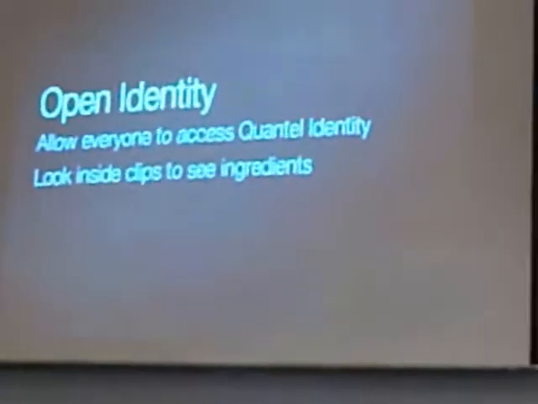Open identity. This one's, again, a bit hard. What we're saying is that we know what makes up all the clips in our system. We know down to frame level what makes up all the clips in our system. And what we're doing is we're saying to the world, you can know that too. Why is that useful? Well, you can look inside clips and see their ingredients.